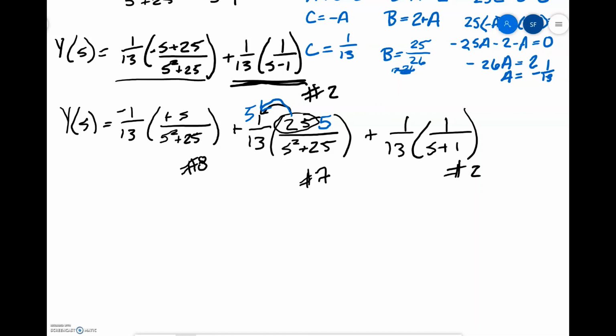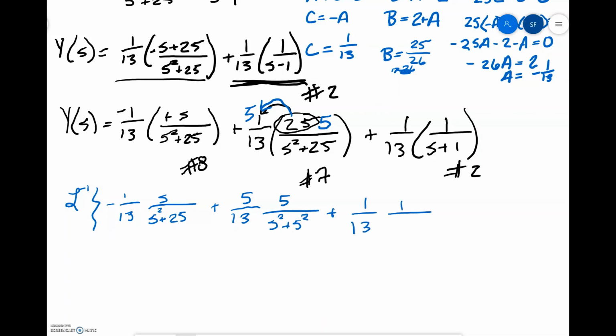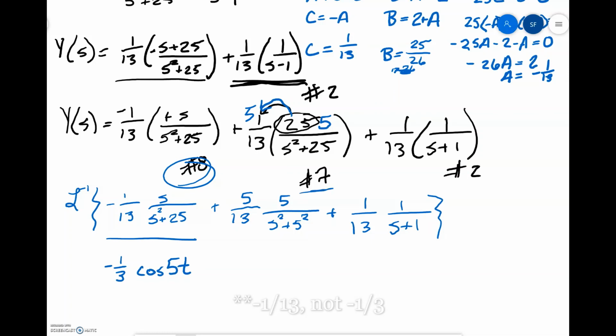When I do my inverse transform, so now when I inverse all of these, looking at 18, that tells me that this one is going to be a cosine. This one is going to be the sine of 5t, and this one's going to be an e to the t. And there's my answer.